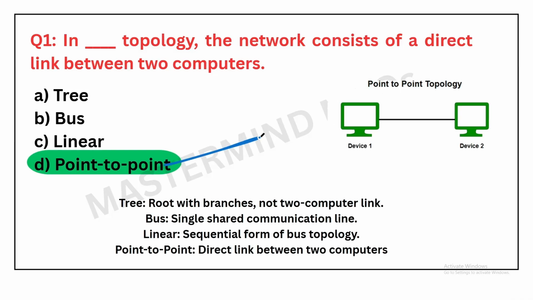Here the topology means it's a physical or logical arrangement of all devices and connections in the computer network, dictating how our data flows. Here, key types are tree topology. It works like a hierarchy with branches, not just two connected computers. Bus topology uses one main line that many devices share for communication. Linear topology, a straight line version of a bus setup linking devices in sequence. Point-to-point topology directly connects two computers through a single communication line for a fast and simple data transfer.